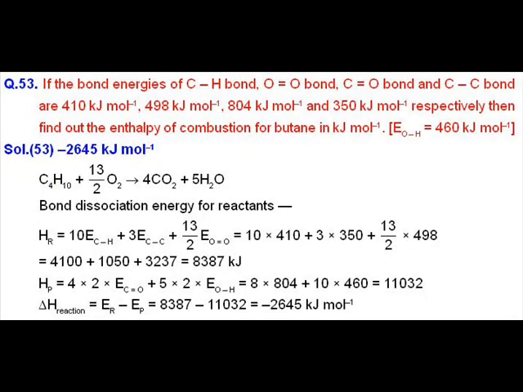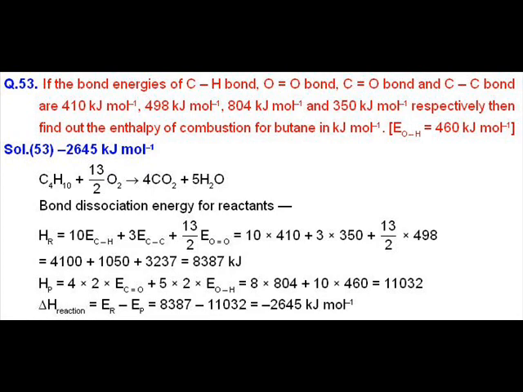Hello everyone, we are going to discuss question number 53 from MTP3. Here, the bond energies of the C-H bond, O double bond O, C double bond O and C single bond C are given to us, and we have to find out the enthalpy of combustion of butane in kilojoule per mole. Let's go to the solution part.